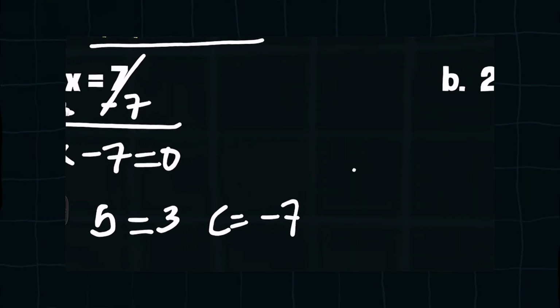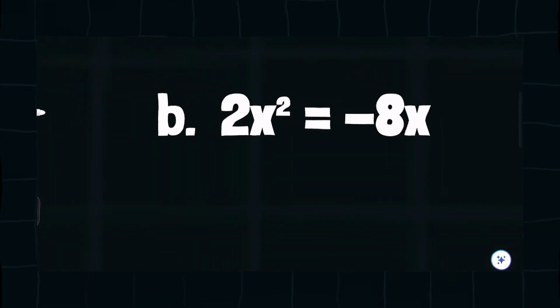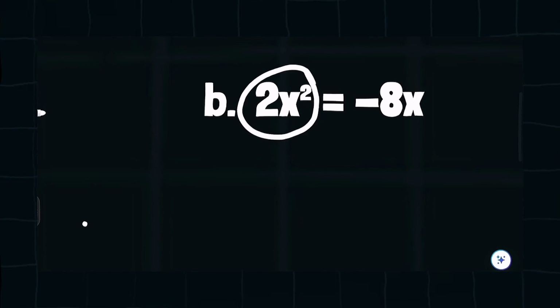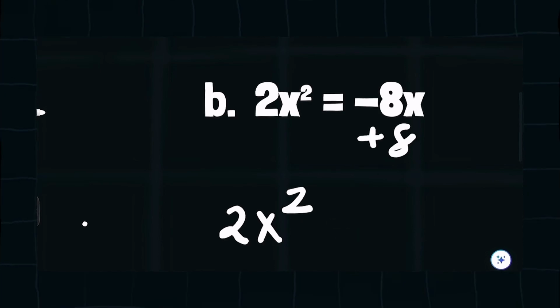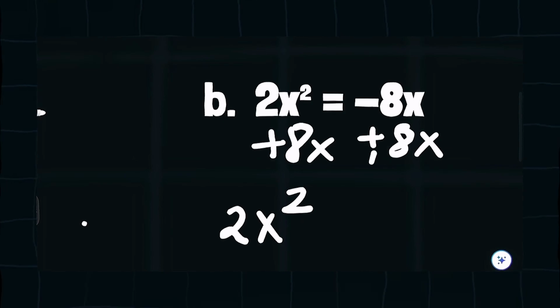Now let's proceed to the next example. Given 2x² = −8x, how do we write it in standard form? As you can see, the given first term is 2x². We can just write it down here. The next thing that we need to do is to eliminate −8x on the right-hand side of our equation. For us to do that, we will add 8x to both sides. There you have it. We have the first term, 2x² + 8x.